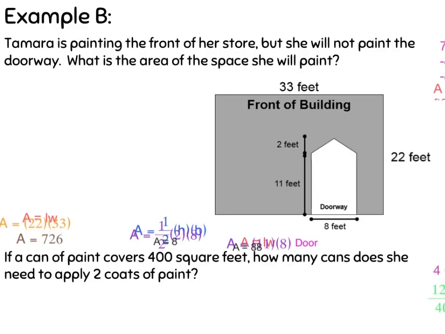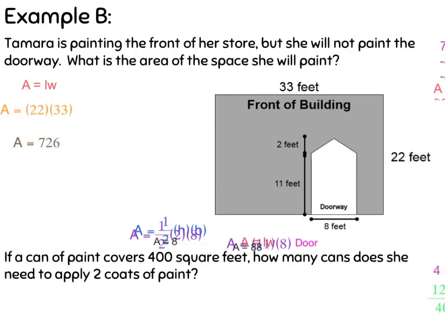So our building's a rectangle, so I'm going to use my area formula for rectangle, length times width. 22 times 33, because that's the width and the length. And when I do that, I get area equals 726. So that was easy because it was just a regular rectangle, easy formula.